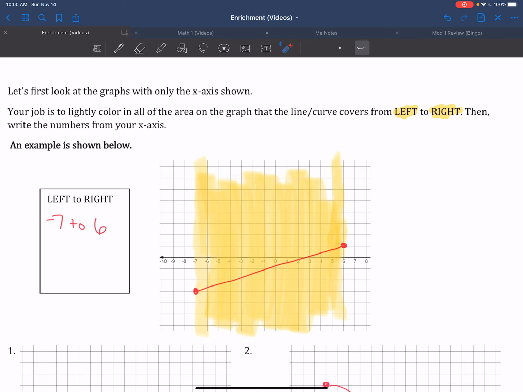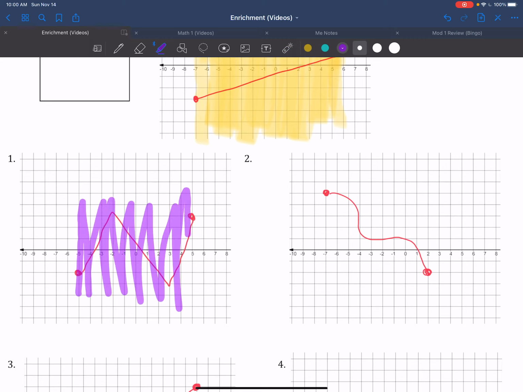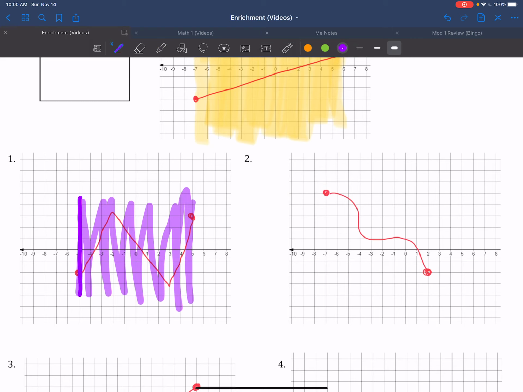So let's look at the next one here. Looking at number 1, when I start coloring in my graph, we start right here, and then I shade all the way up until this point. Now looking at these numbers that are right here, we are going from -5, that's where we start, all the way to this point right here, which is 5. And again, we have to go from the left to the right. That's how we read x-axis graphs.